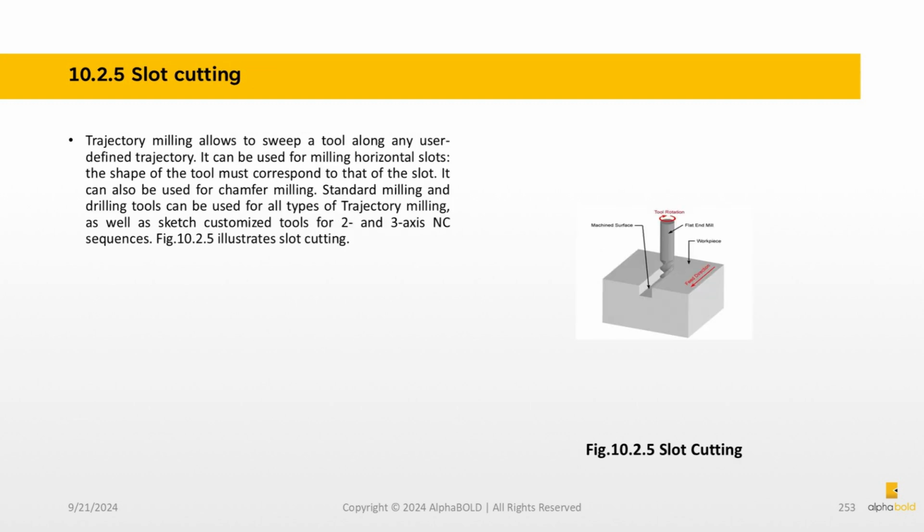Trajectory milling allows to sweep a tool along any user-defined trajectory. It can be used for milling horizontal slots. The shape of the tool must correspond to that of the slot. It can also be used for chamfer milling. Standard milling and drilling tools can be used for all types of trajectory milling, as well as sketch customized tools for 2- and 3-axis NC sequences. The example illustrates slot cutting.